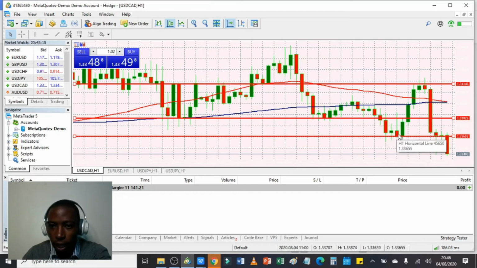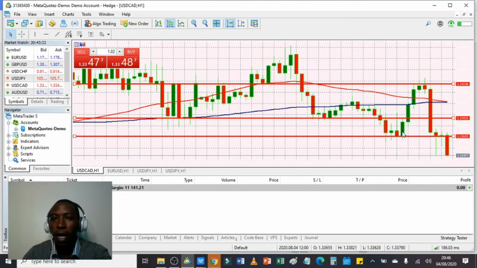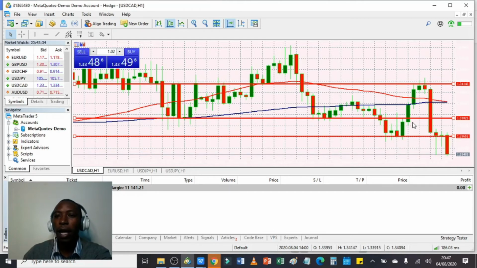And in this chart you can see at the bottom of this downtrend we have the bullish engulfing, a small red candle followed by a big green candle, a small bearish candle followed by a large bullish candle. That is a bullish engulfing. It indicates buying pressure.